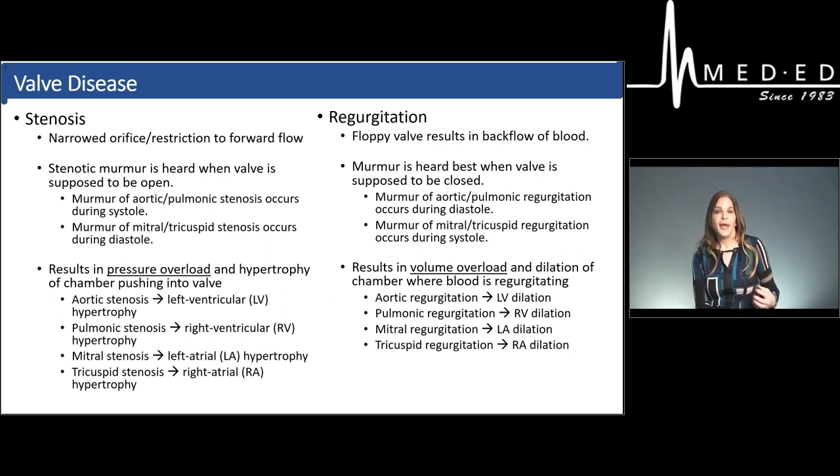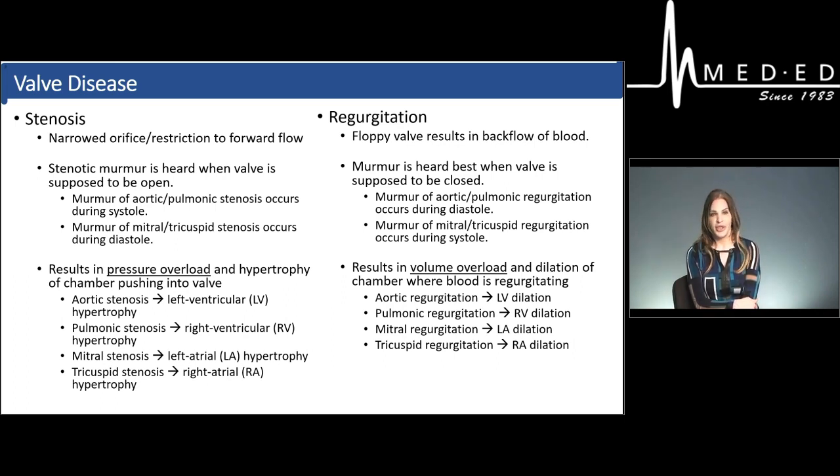And then for mitral and tricuspid stenosis, we would look for atrial hypertrophy. If the patient has mitral stenosis, we're going to look to see whether or not the left atria is hypertrophied. And if the patient has tricuspid stenosis, well, then we're going to look to see if the patient has right atrial hypertrophy.